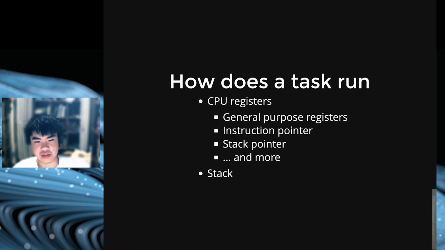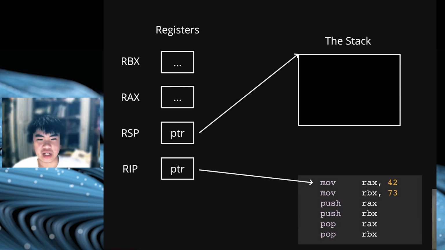So for all of this, there are commands in machine code and the human readable equivalent, assembly, to push and pop from the stack, move values around in registers, and so on and so forth. So here we have a quick little example program to demonstrate all the things that I just talked about.